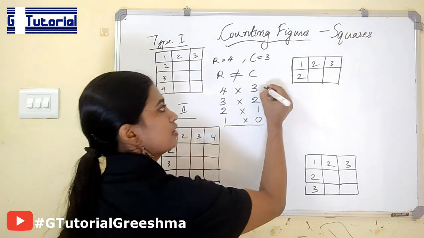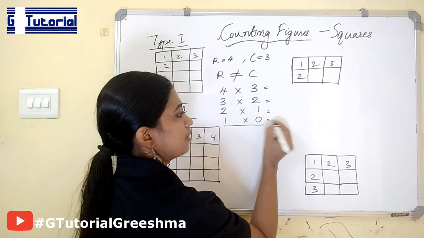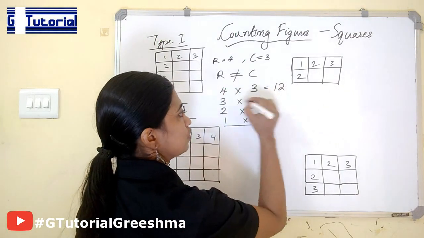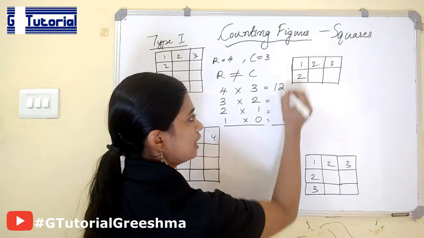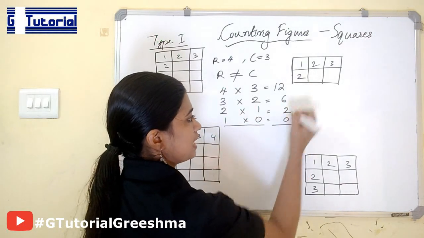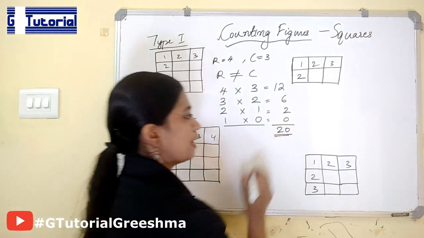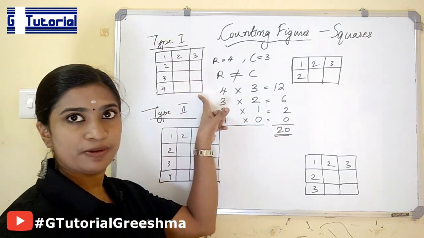Then start multiplying. 4 3s are 12. 3 2s are 6. 2 1s are 2. Then 1 into 0 is 0. Then add it. 6 plus 2 is 8. 12 plus 8 is 20. 20 is the number of squares in this figure.